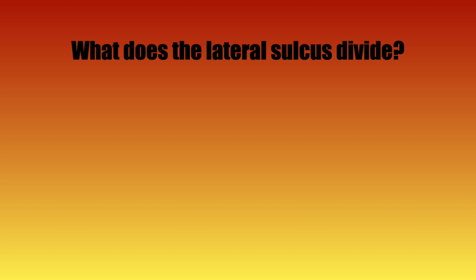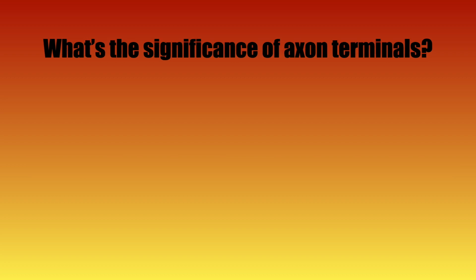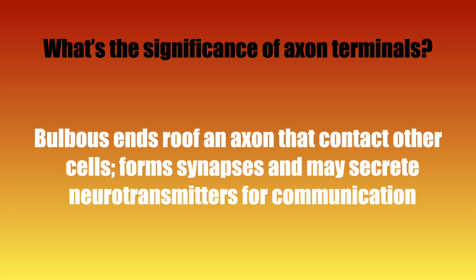What does the lateral sulcus divide? The answer is temporal lobes from frontal and parietal lobes. What's the significance of axon terminals? The answer is bulbous ends of an axon that contact other cells, form synapses, and may secrete neurotransmitters for communication.